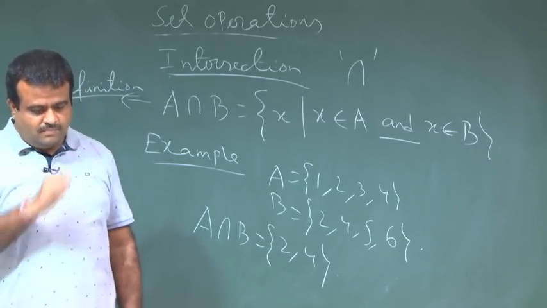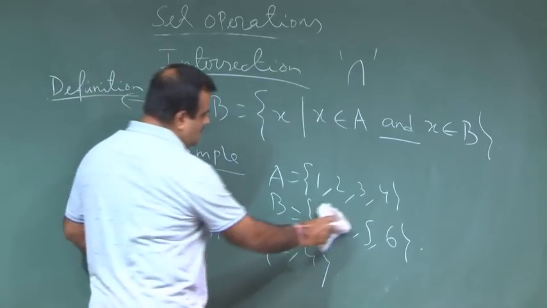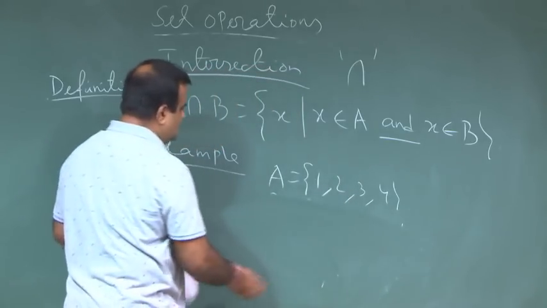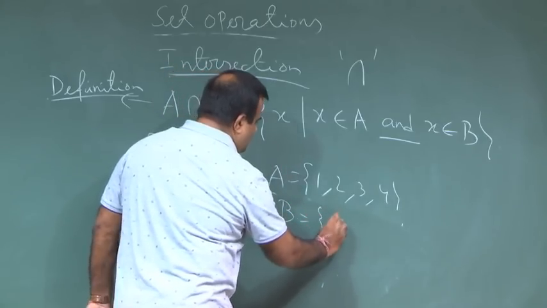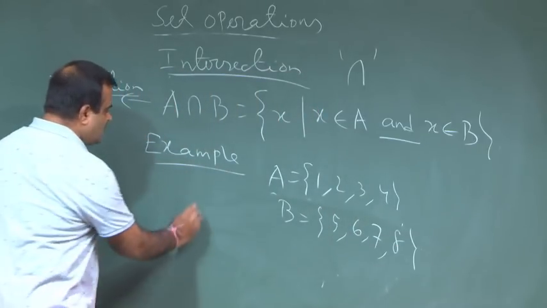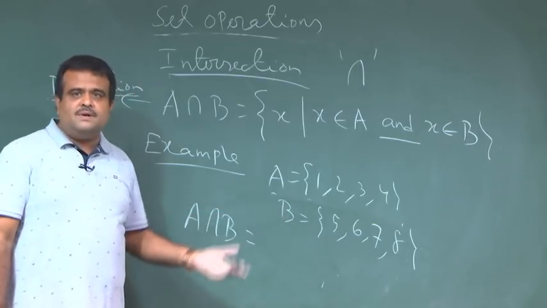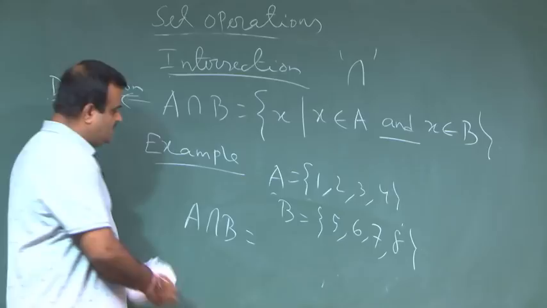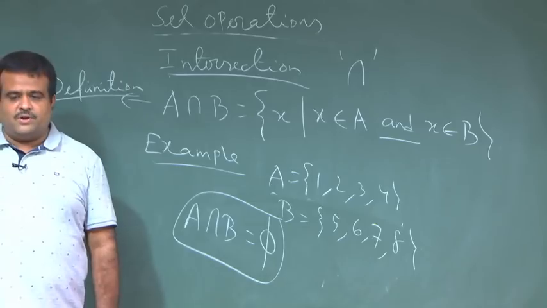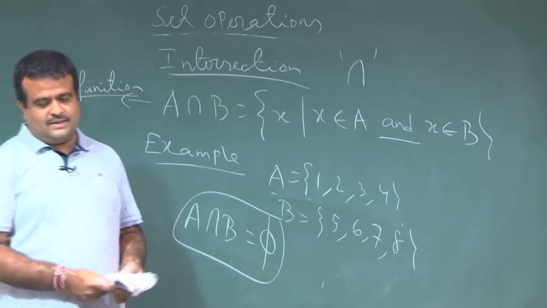A intersection B. So now, if A is this, say B is 5, 6, 7, 8. Now, what is the intersection of this? Is there any element which is common in both? No. So the intersection is the null set. So A intersection B is null if they have no common element.